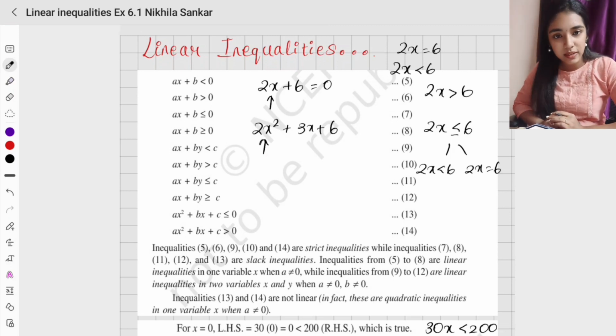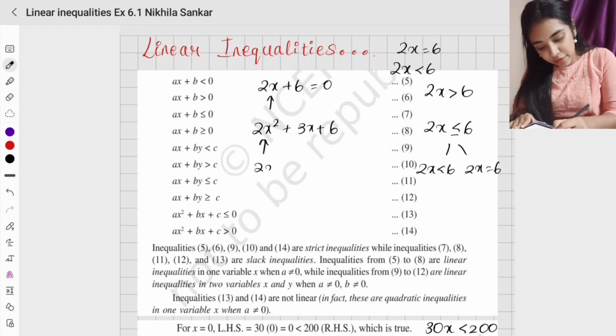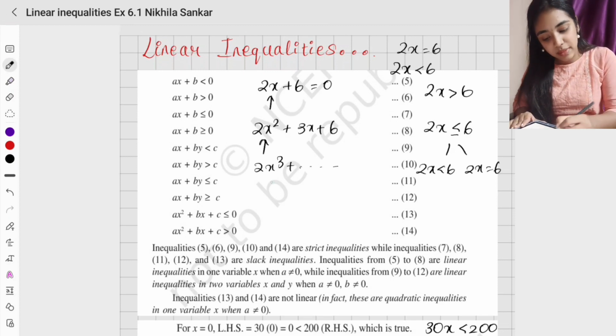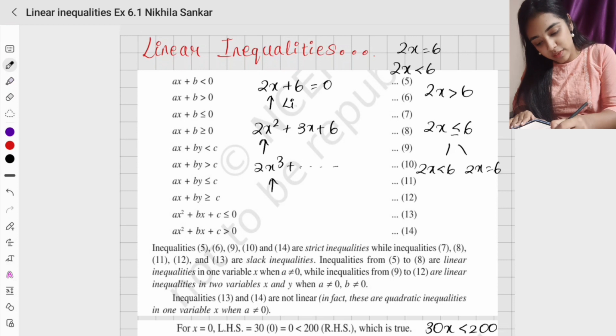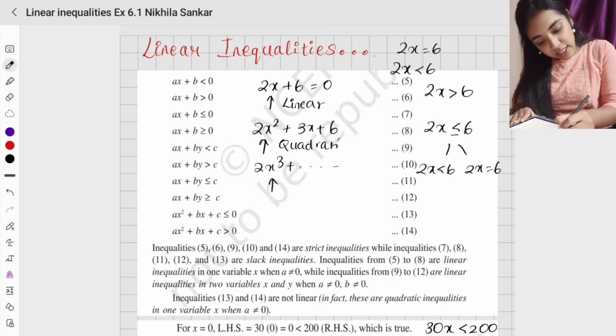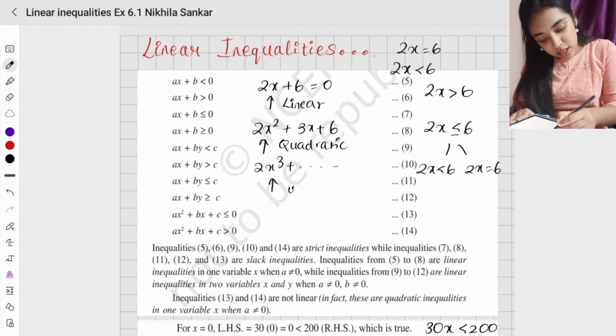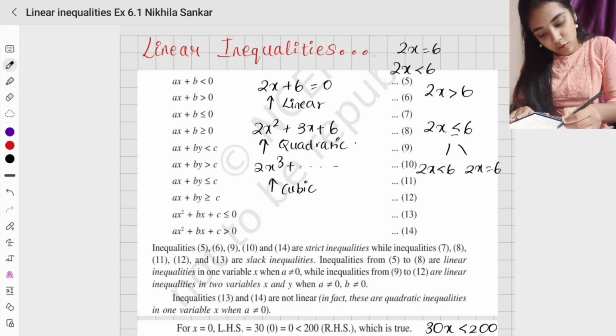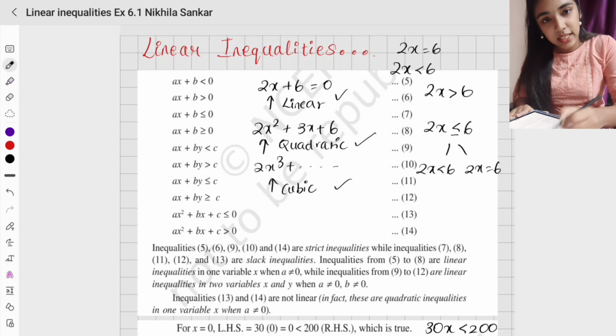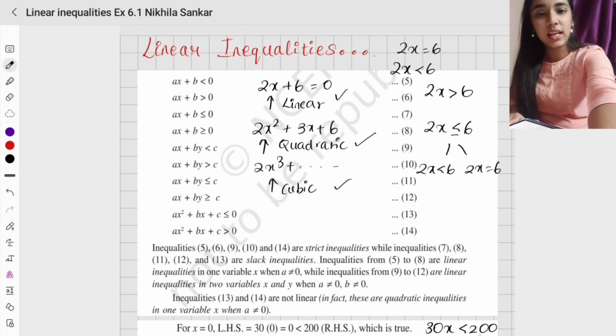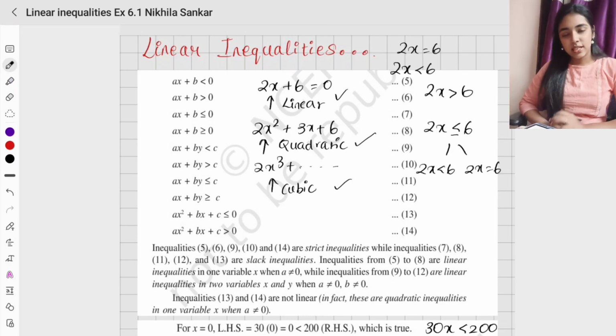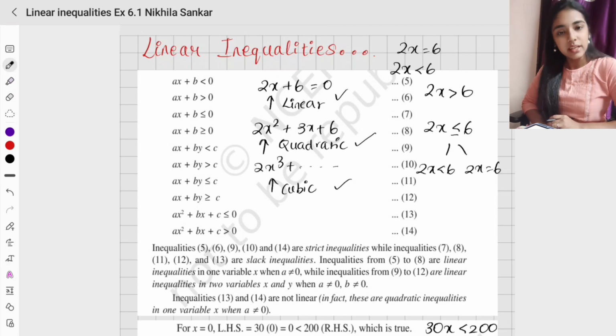So what is the polynomial here? It is a quadratic equation. Power on the x is 2. If you have 2x cube plus something, this is going to be a cubic. So this is linear, this is going to be a quadratic equation and this is going to be a cubic equation. We have seen many of these. We know quadratic, we know cubic, we know linear too, but for linear we didn't know the name all these days. So in this chapter we are going to learn about linear inequalities.